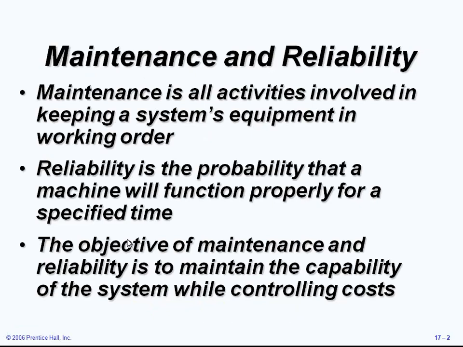Maintenance is defined as all activities involved in keeping a system's equipment in working order, while reliability is defined as the probability that a machine will function properly for a specified time. The objective of maintenance and reliability is to maintain the capability of the system while controlling costs.